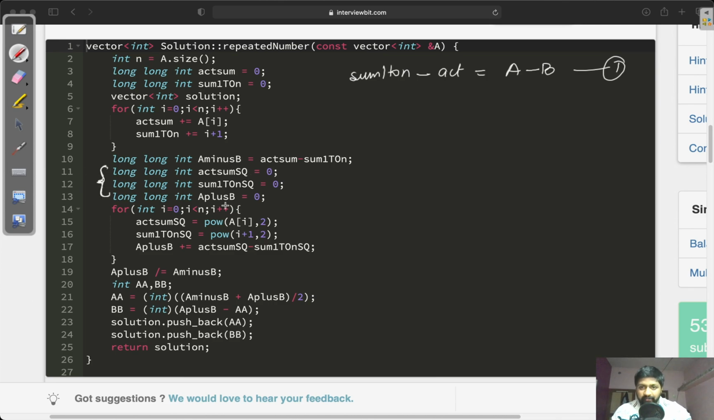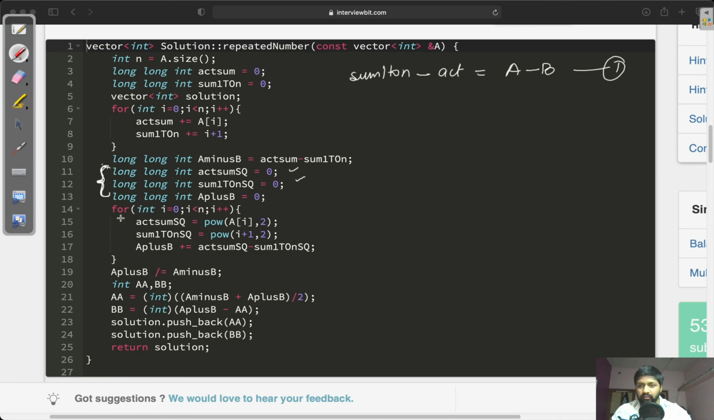See, we simply apply the formula here, but there may be chances, or there are several questions, in which we need to handle the overflows. So to handle the overflows, we need to see correctly how to solve this equation. See, if we have these two variables, actual sum square and sum of 1 to n square.